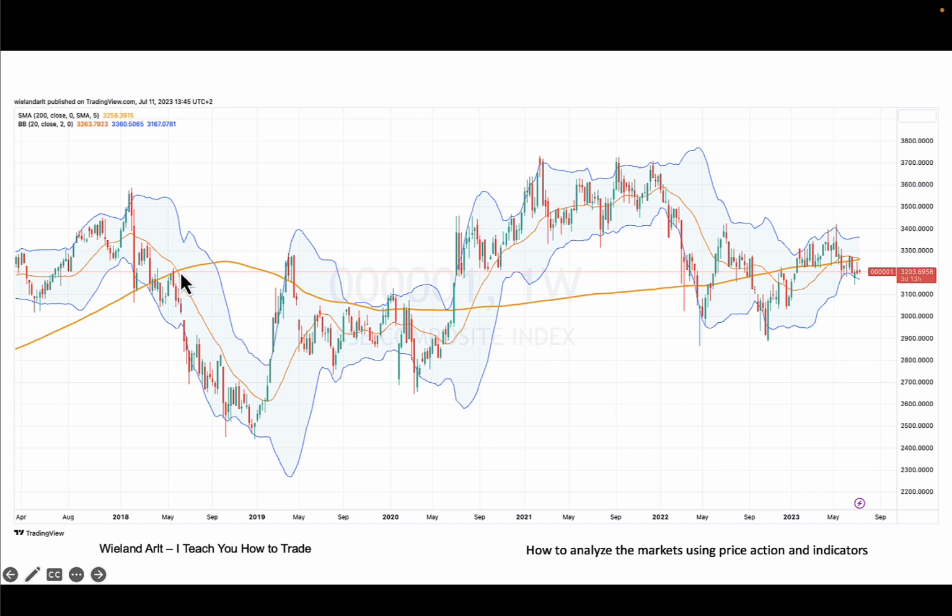You have the simple moving average 20 crossing over the 200. You have this bearish engulfing. So this is the area where you want to sell maybe. You're looking for a profit target. This can be done with the Bollinger Bands or with the candlesticks, right? So you're looking for a buy signal.